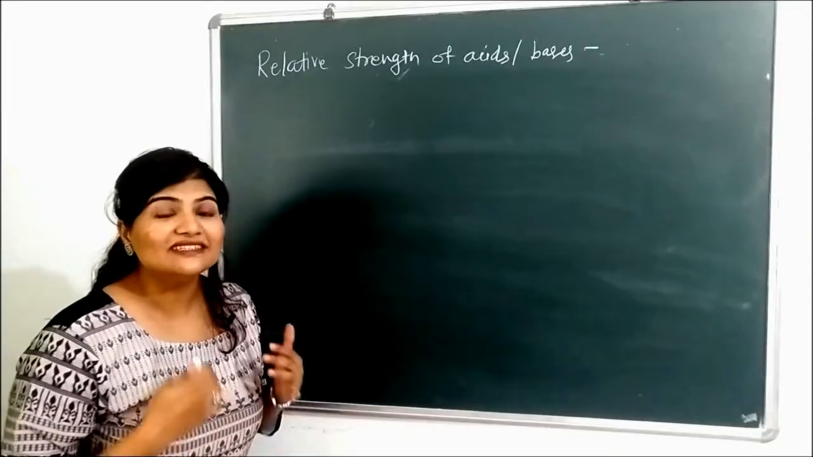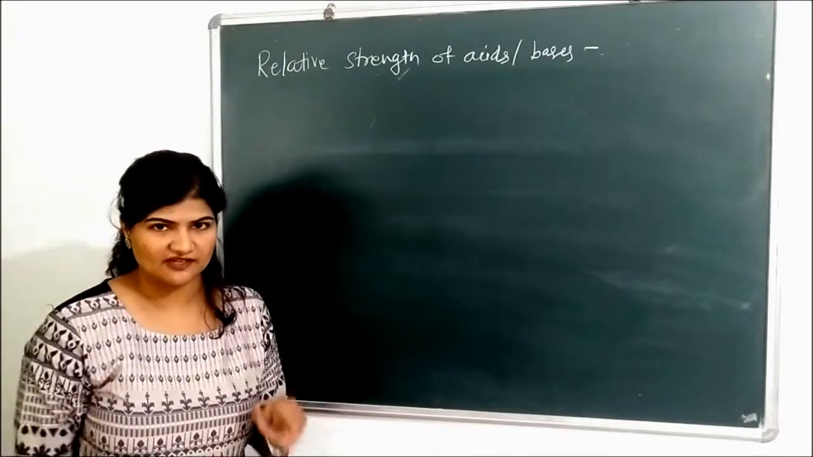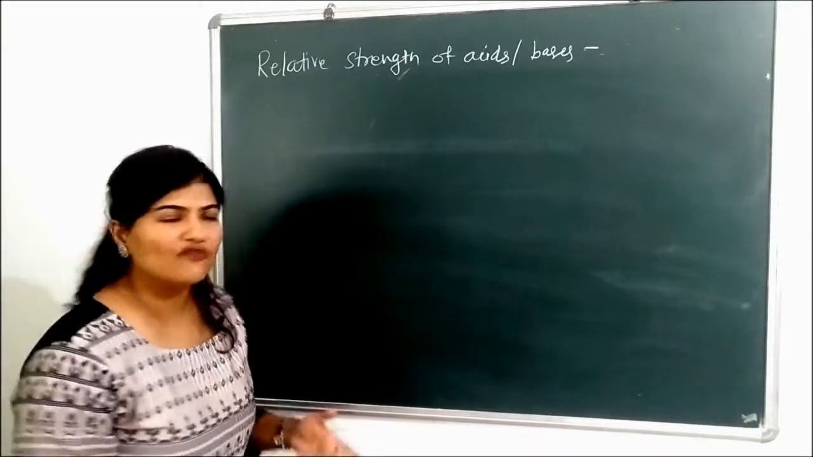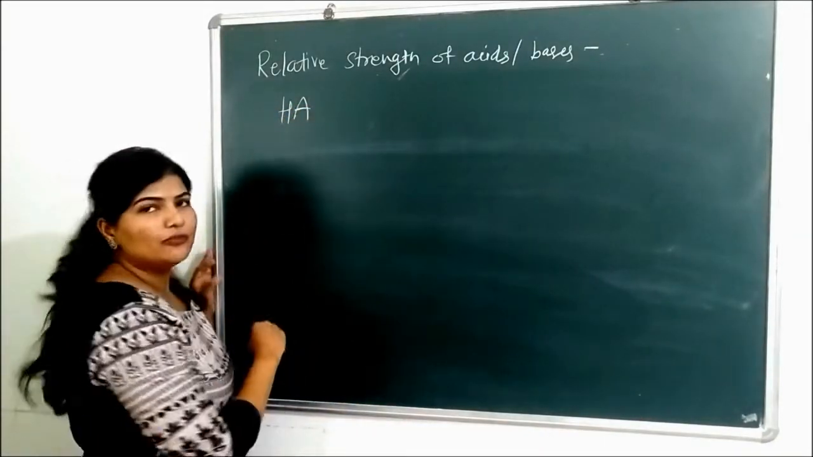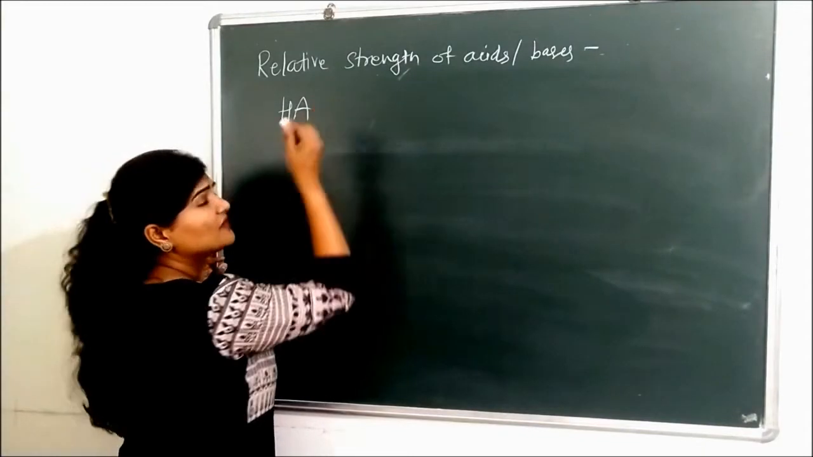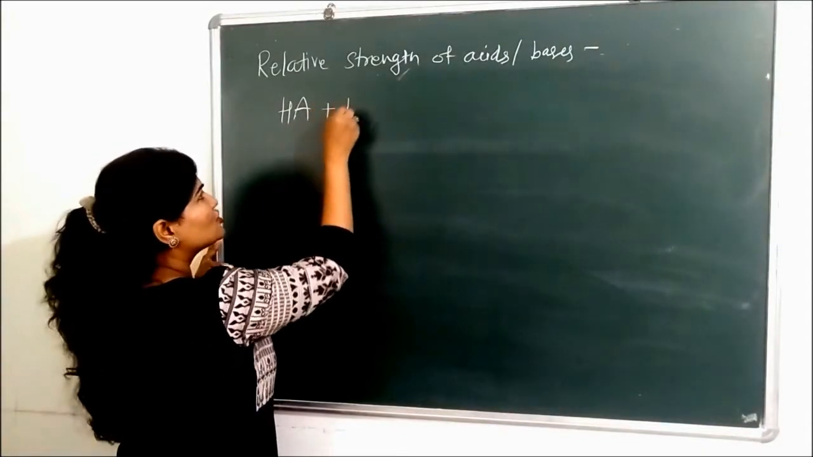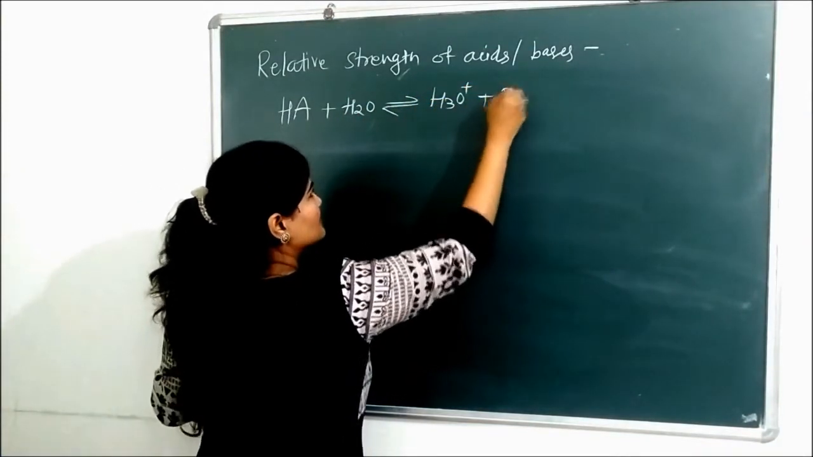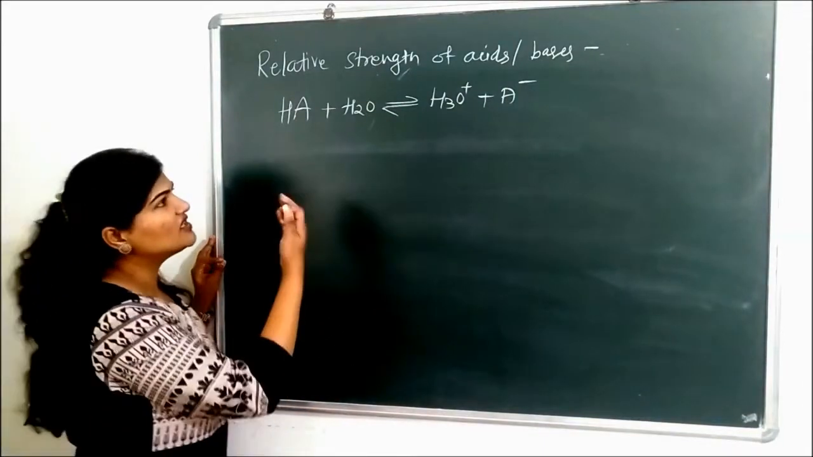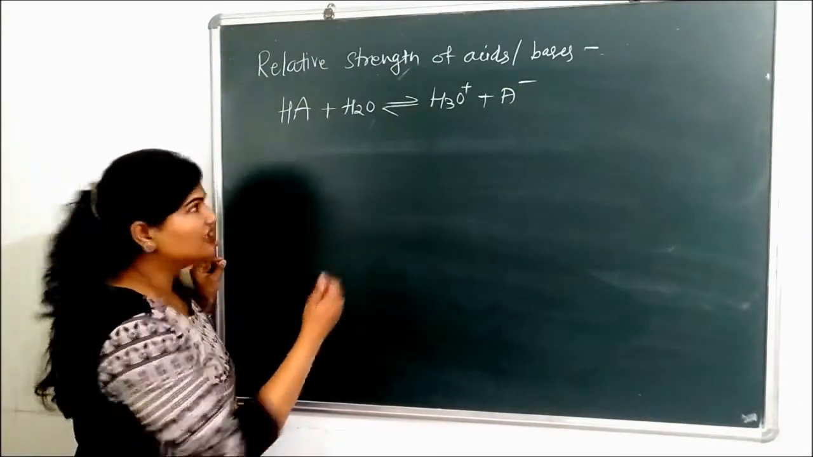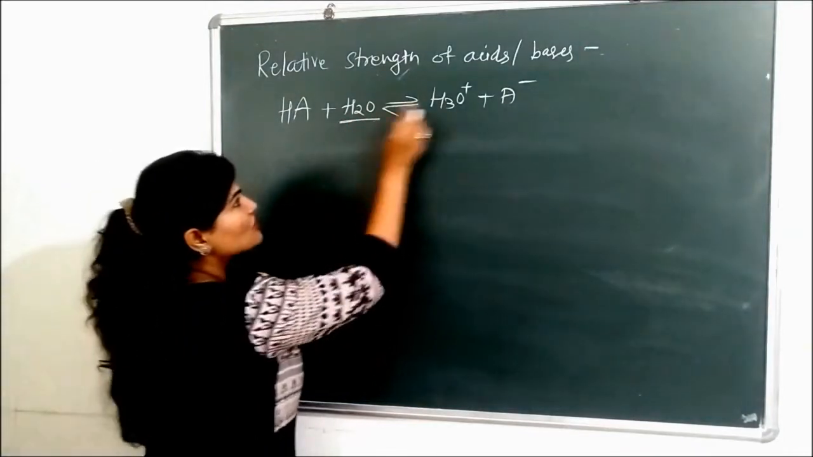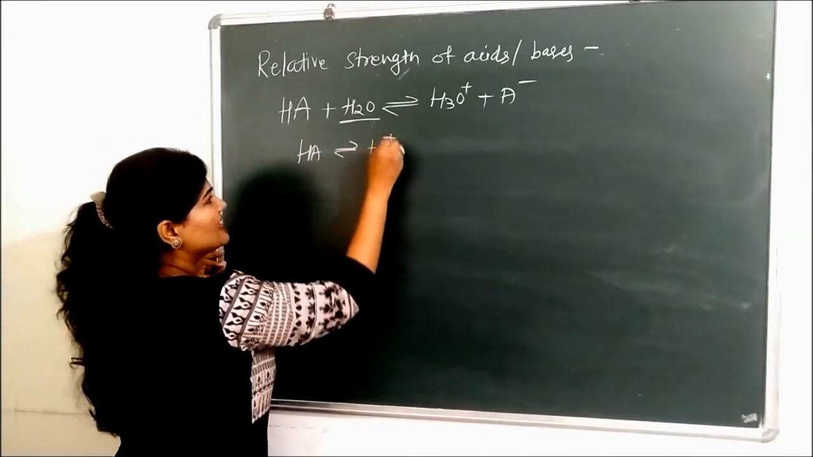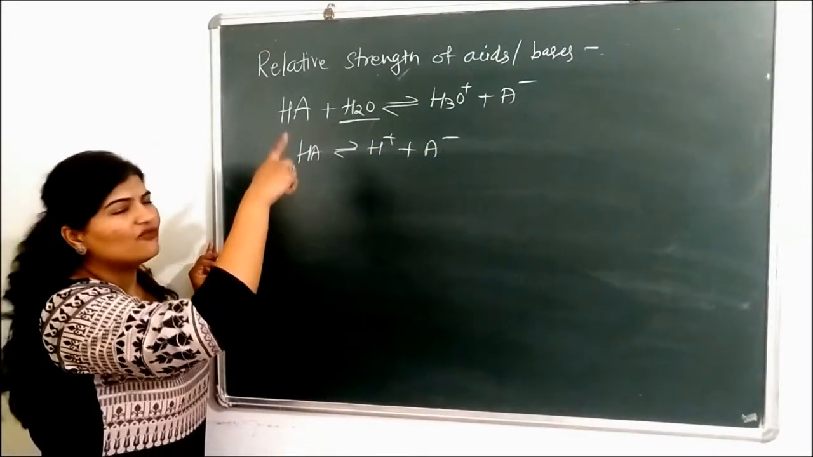Now coming to the third point, relative strength of acids and bases. How will you determine the strength of an acid? For example, I have a monoprotic acid HA, and when it is dissolved in water, it undergoes dissociation to give H3O+ and A-. For simplification, if the solution is dilute, the concentration of water is constant, so I am going to remove the H2O from both sides and just use H+ and A-. This is one and the same.